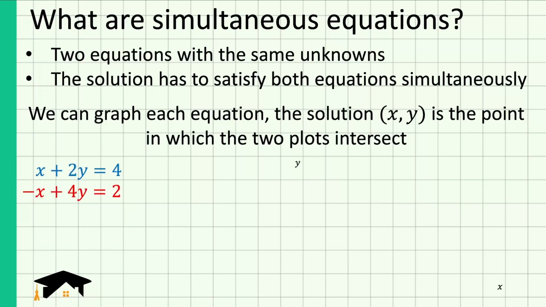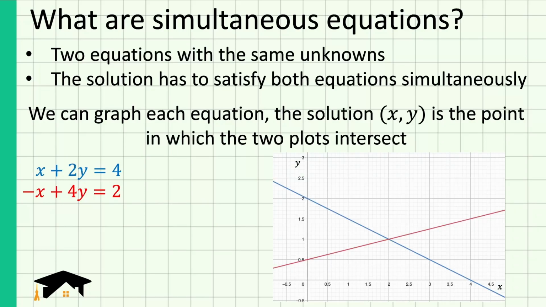For example, if we have these two equations, x plus 2y equals 4 and minus x plus 4y equals 2, here the unknowns are x and y, we can plot each of these equations as functions of x and y. This will give us the following graph.